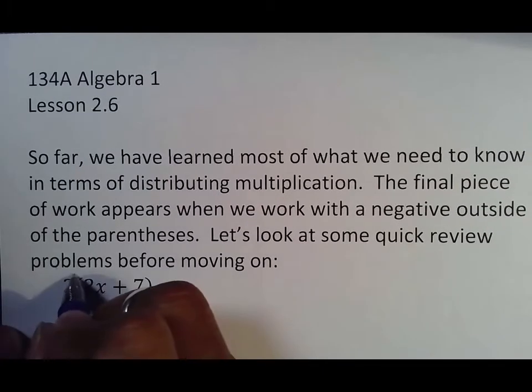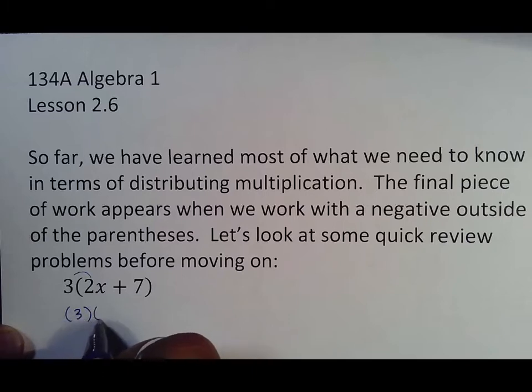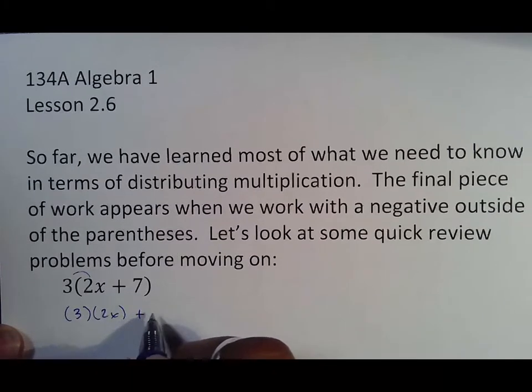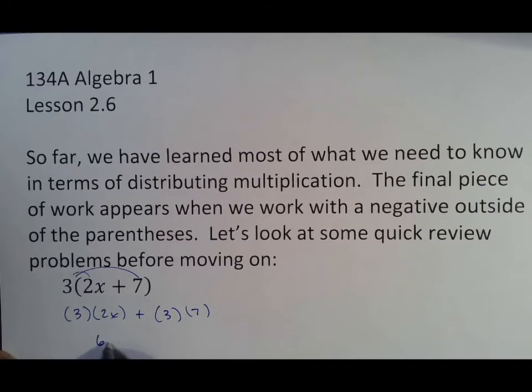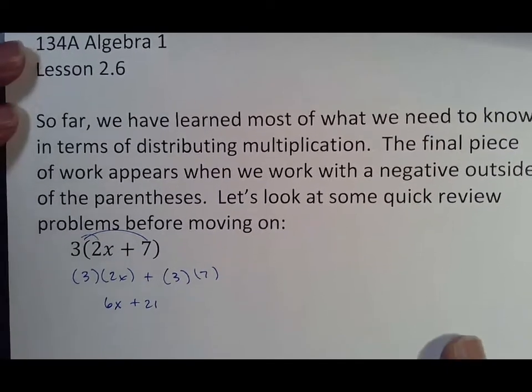We should remember that we have a 3 meeting 2x, which is always a plus, and that's going to be important. A 3 meeting a 7. We then remember that with 3 times 2x, you multiply the coefficient, which is 2, times the number 3, which is 6. Bring down your x, and 3 times 7 is 21.